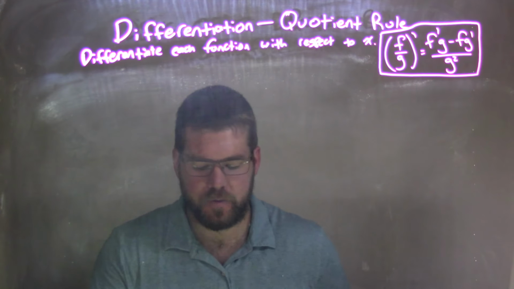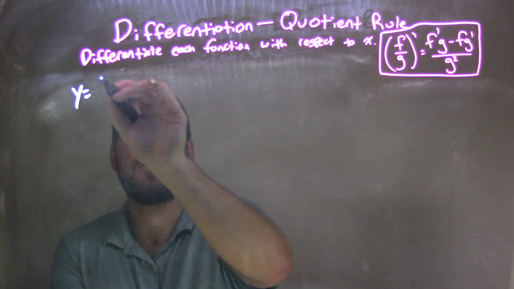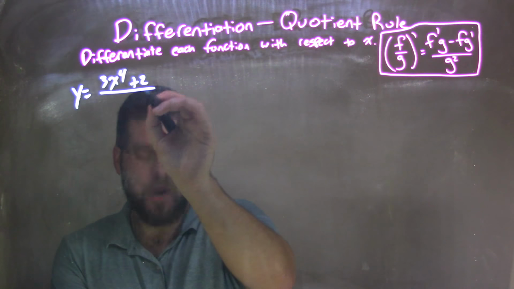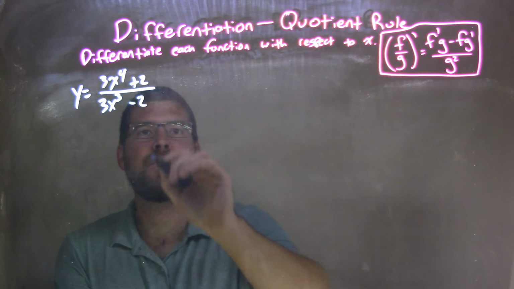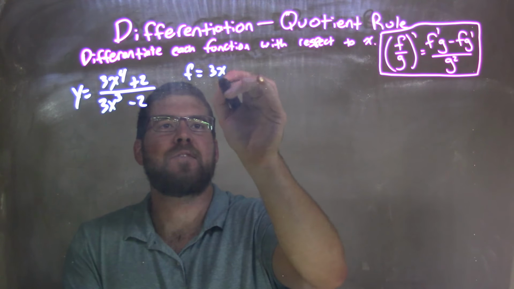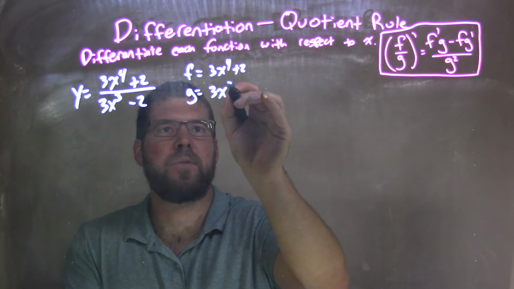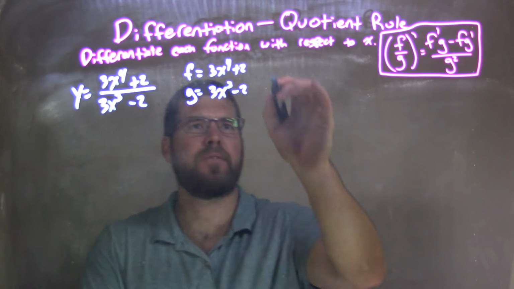So if I was given this function, y equals 3x to the fourth plus 2 all over 3x to the third minus 2. My numerator I'm going to label f, and so that's 3x to the fourth plus 2, and my denominator I'm labeling g, 3x to the third minus 2. I know with my quotient rule, I'm going to find f prime and g prime, so let's do that.